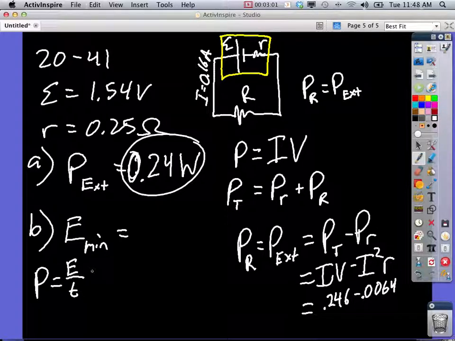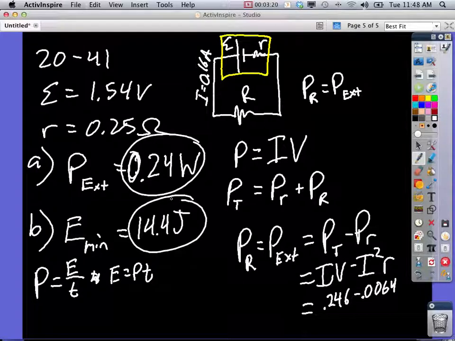Very good. So if I want to know the energy, it is going to be equal to power times time. So it's going to be 0.24, and then they wanted a minute. A minute would be 60, so it's around 14 joules. Yeah, 14.4 joules, and we are done.